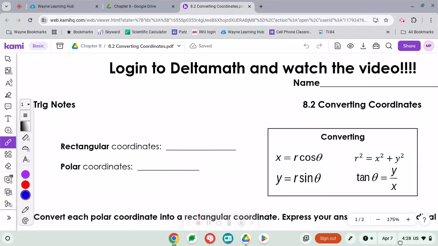Yesterday we talked about what polar coordinates are and how to find them. If you weren't here yesterday, you'll probably need to start by watching that video.